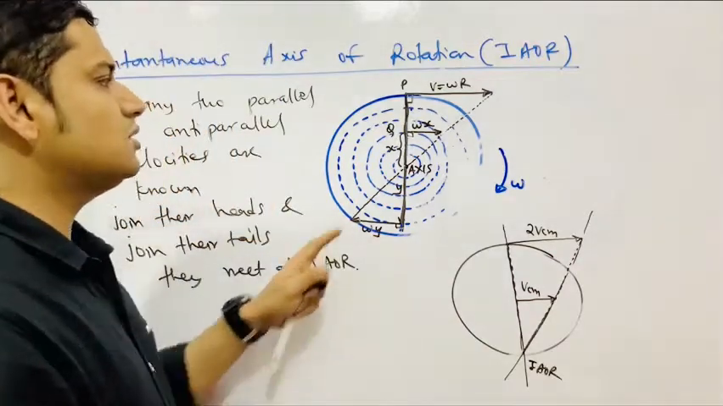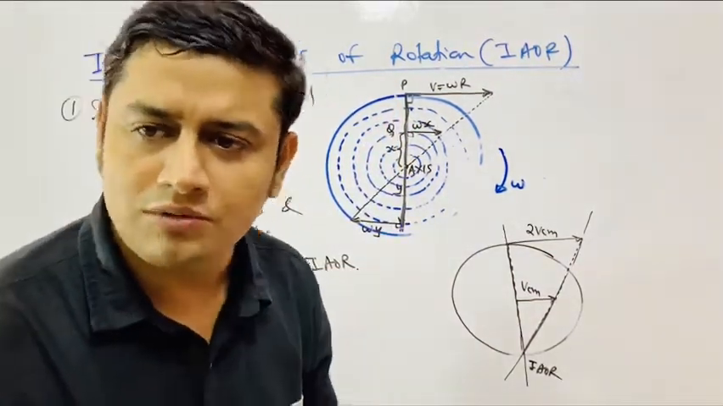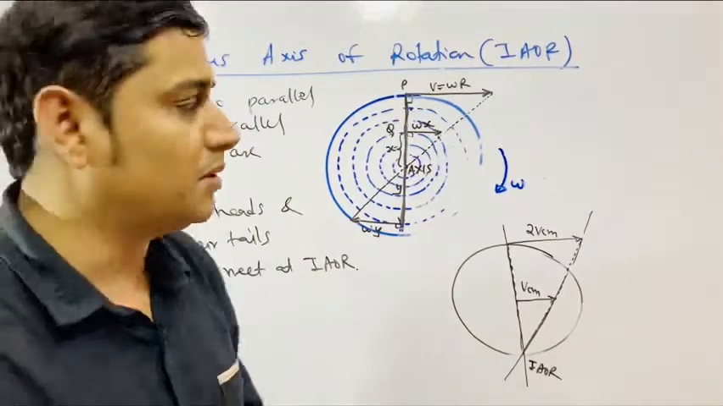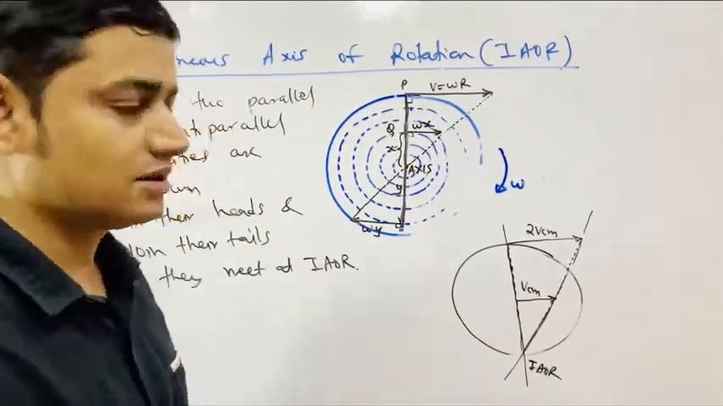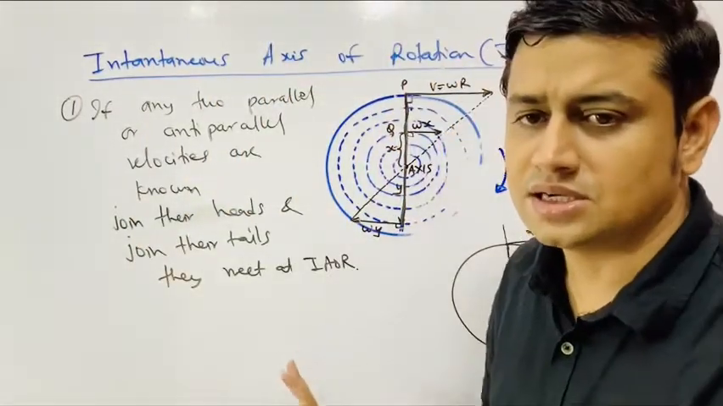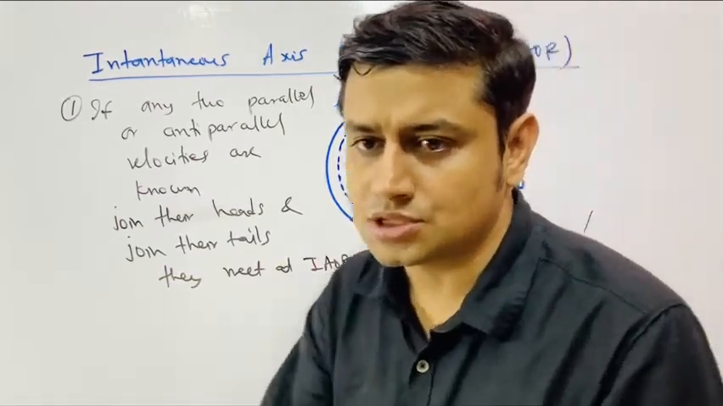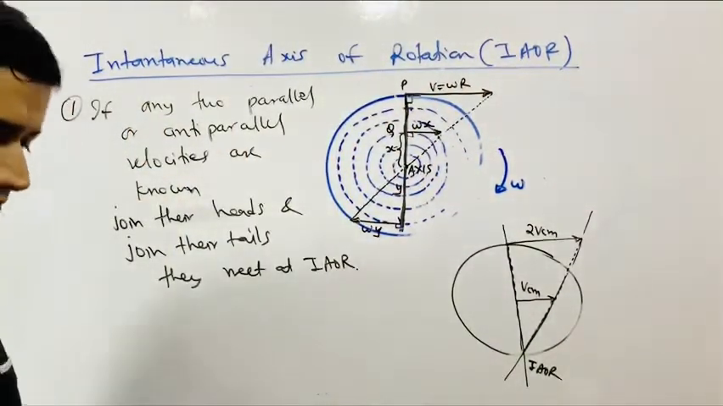Understand, the line joining their tail must be perpendicular to the tail. It is always perpendicular to the tail. It comes out to be perpendicular to the tail. So let us illustrate it. Any problem in the conceptual part, how to get instantaneous axis of rotation? Because we are going to deal with some questions, how to get it.